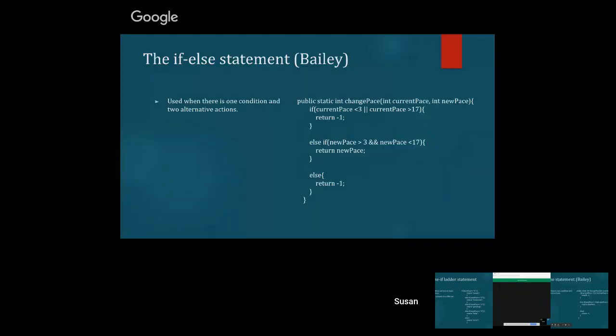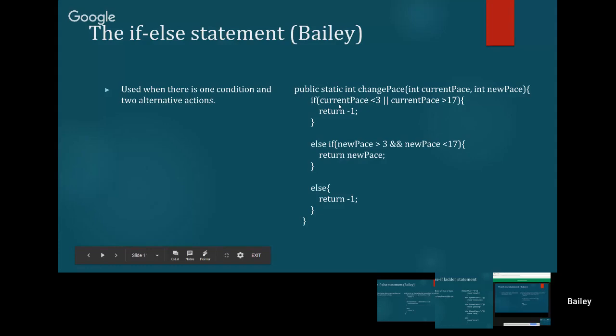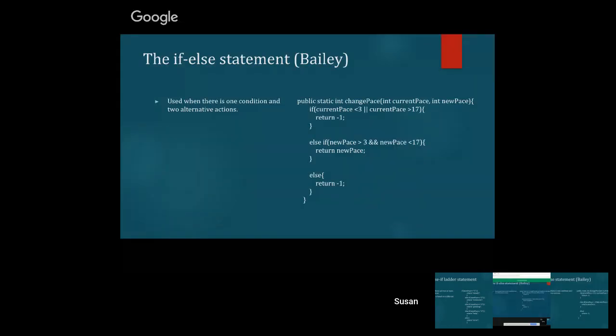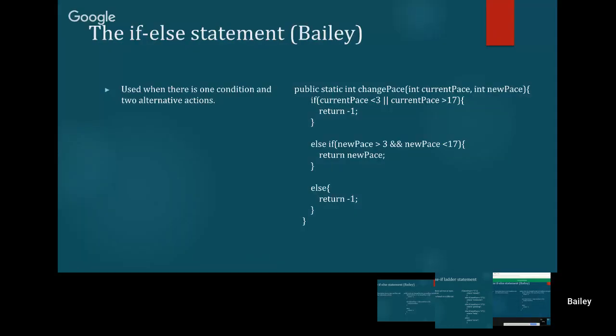Okay, for the if-else statement, you use it when there is one condition and two alternative actions. For the change pace, if the current pace is less than 3 or greater than 17, it returns the -1, indicating an error. And else if the new pace is greater than 3 and less than 17, then you return the new pace. And then else if anything else is inputted, then it returns -1, indicating an error again.